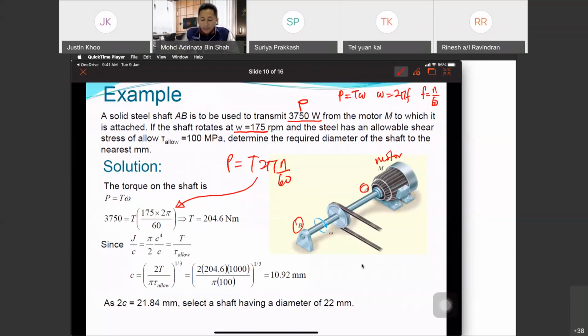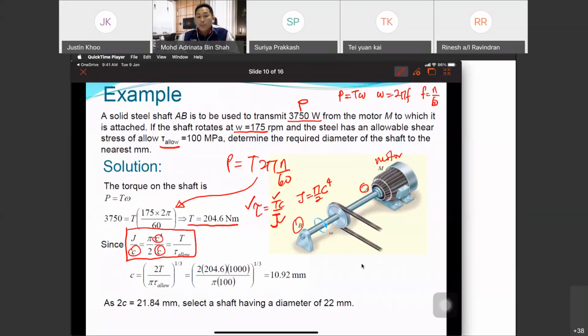So now, from that, you can calculate your T. After you calculate your T, then you can use tau equals T C over J, given the allowable shear stress. J you need to calculate, because J is equal to pi over 2 C to the power of 4. So this is what you have and you need to find C.